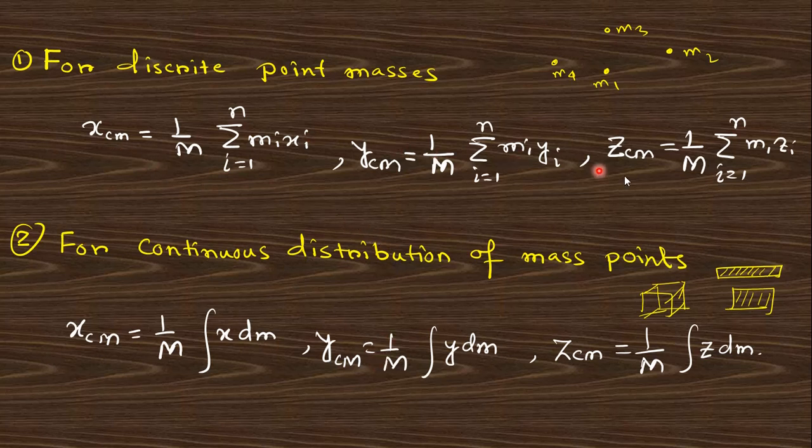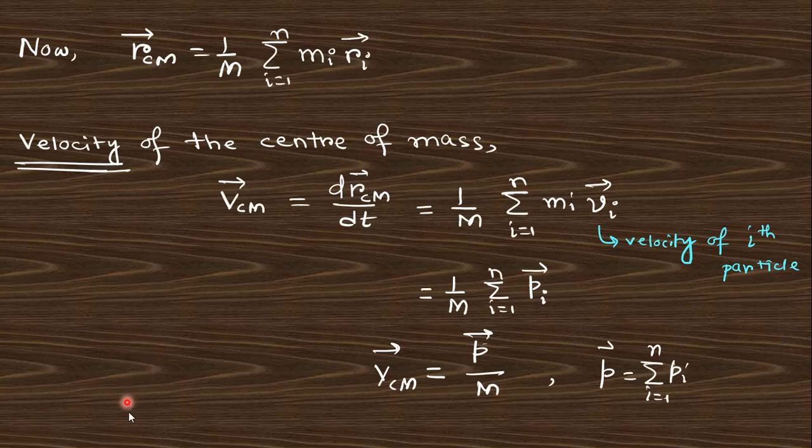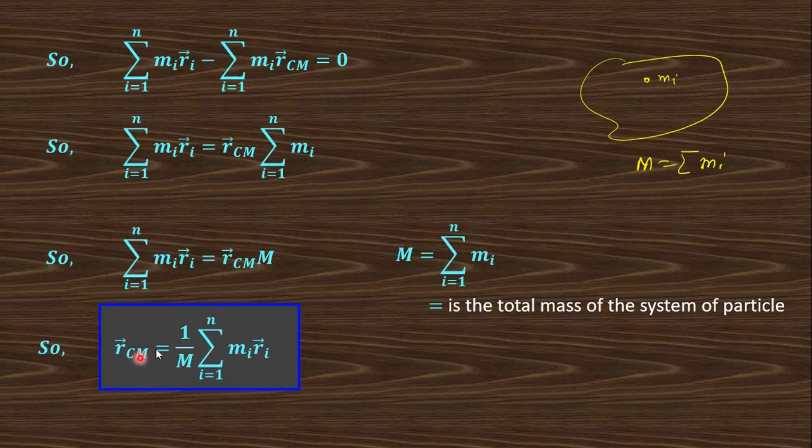This is x, y, z, and if you want to write it in r, r will be i cap x, j cap y, k cap z, right? So you need to remember, for discrete you need the summation, and for continuous you need to write it in integration form. Now we take R_CM equal to, like that, we already obtained this equation. So R_CM equals 1 by m summation m_i r_i, right?